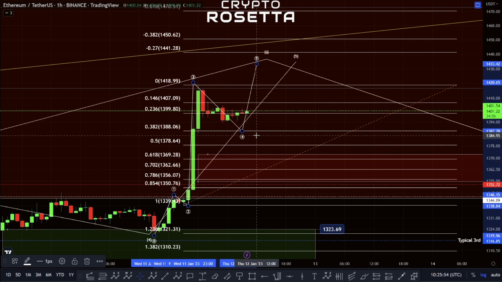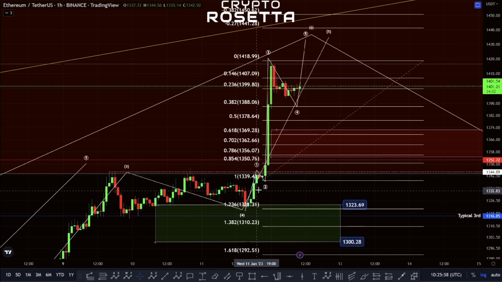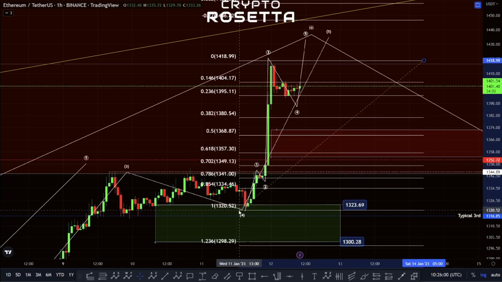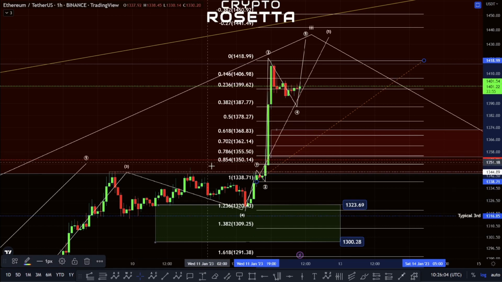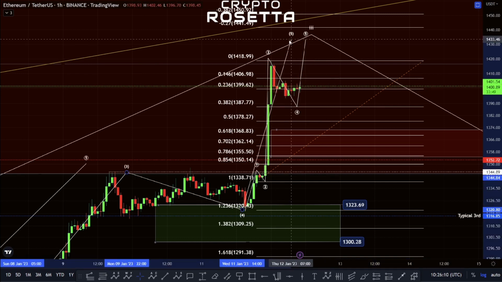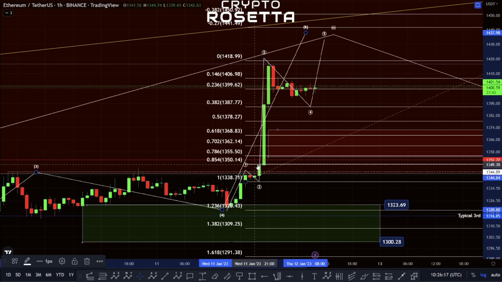So if we do start to retrace a bit deeper than that, then it's possible that actually we are looking at this zone here instead, where we could have this extension as a 1, 2, and then this is a 3, 4, 5. Either way, this fifth wave would basically complete a little bit higher here. We can argue that potentially within this wave, the third wave completes, and we have this as a 1, 2, 3, 4, 5.